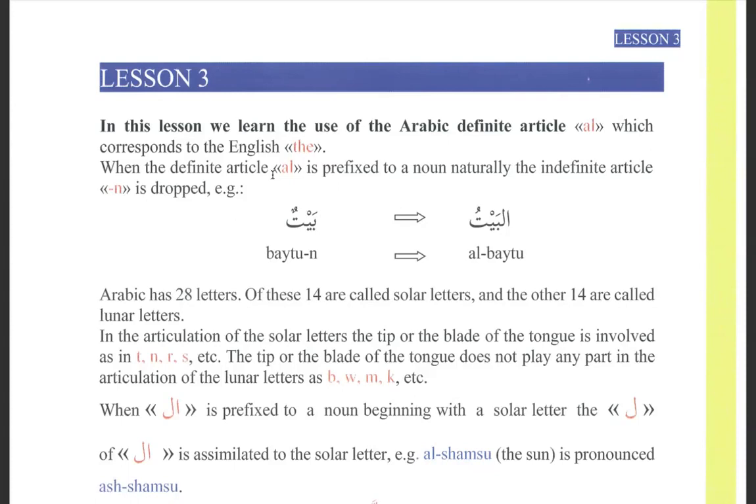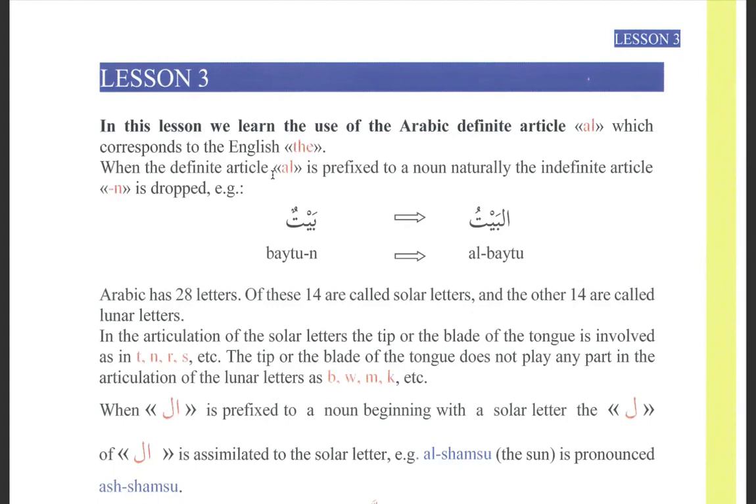The board, a board, sabburatun, add an alif lam, as-sabburatu. Hat, qalansuwatun, the hat, al-qalansuwatu. So if you want to make something definite and known, you just add an alif lam to it. Now it becomes known what you are talking about.